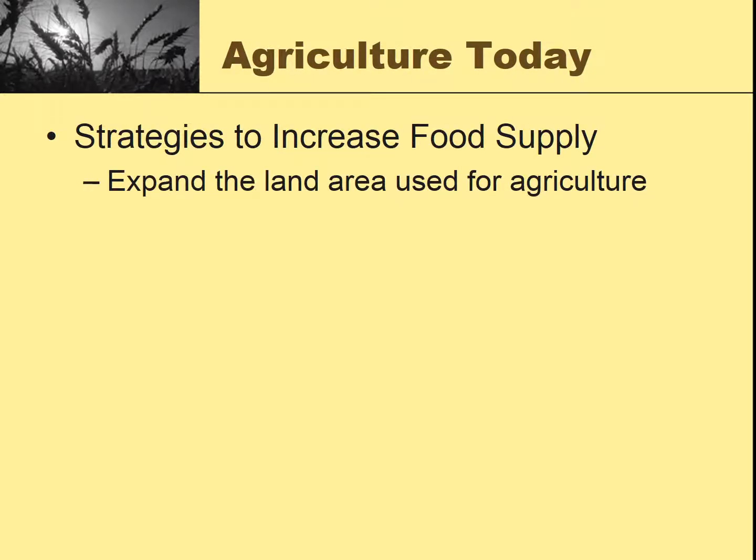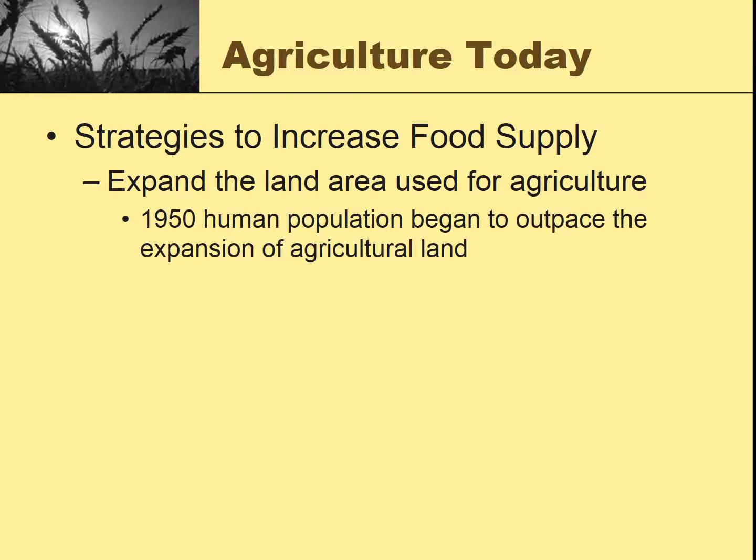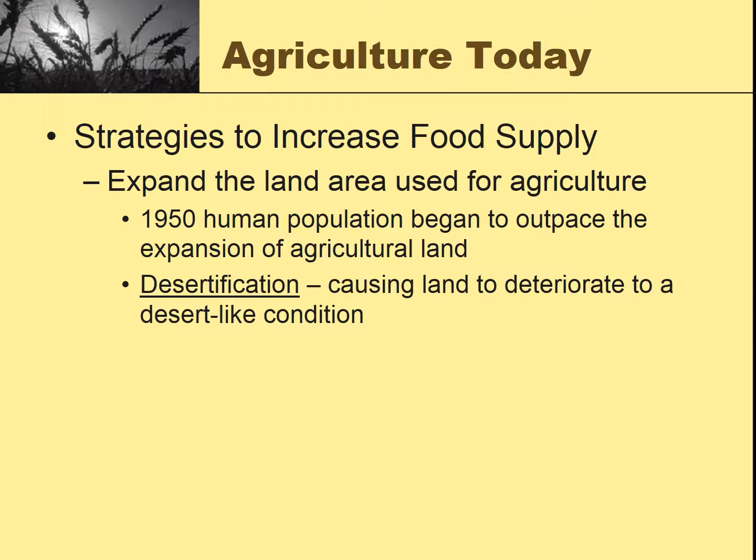Okay, let's look at overall strategies to increase our food supply. One is to expand the land area used for agriculture, but that might require pretty intense modification of the landscape. In 1950, human population began to outpace the expansion of agricultural land for really the first time in modern history. And this led to desertification, the causing of land to deteriorate to a desert-like condition.